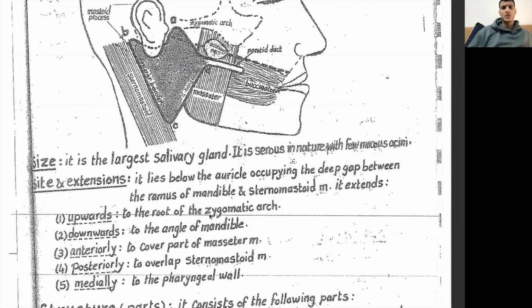It extends upwards to the root of the zygomatic arch, downwards to the angle of the mandible, anteriorly to cover the masseter muscle, which is one of the muscles of mastication. Posteriorly, it overlaps the sternocleidomastoid muscle and medially to the pharyngeal wall.